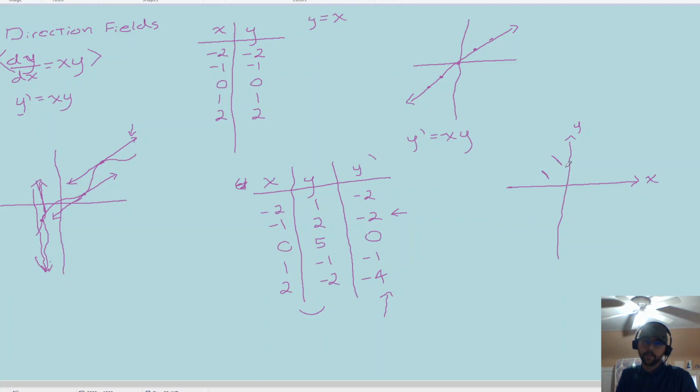Then if we go with 0, 5, we have a slope of 0, so that's a slope of 0. Then if we go with 1, -1, about here, and we have a slope of -1, which should look like that. And if we go with 2, -2, we have a slope of -4, which is going to be pretty steep. So like that. So anyway, had I picked better points, it might be easier to visualize.